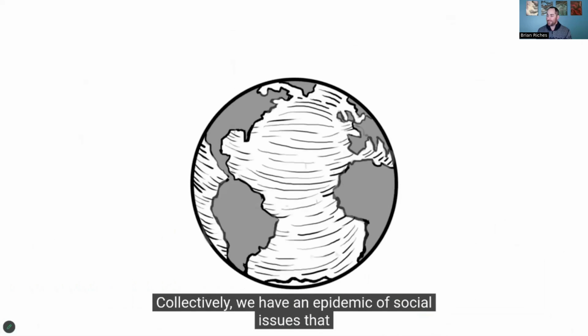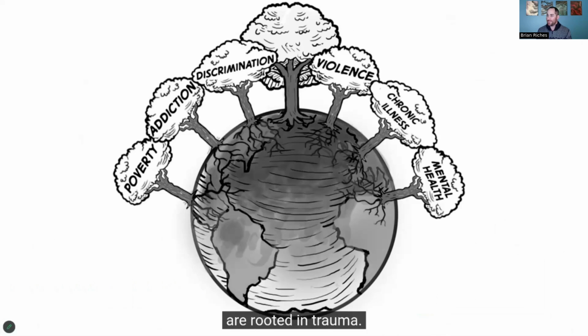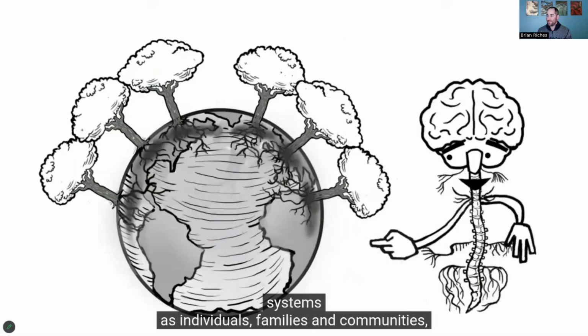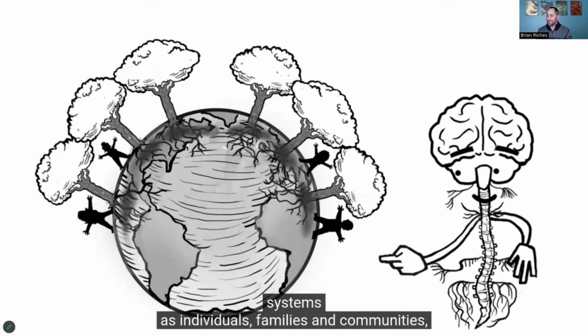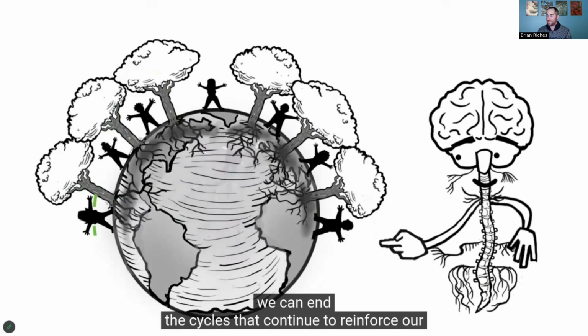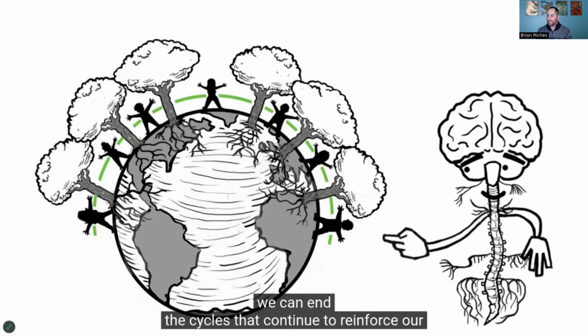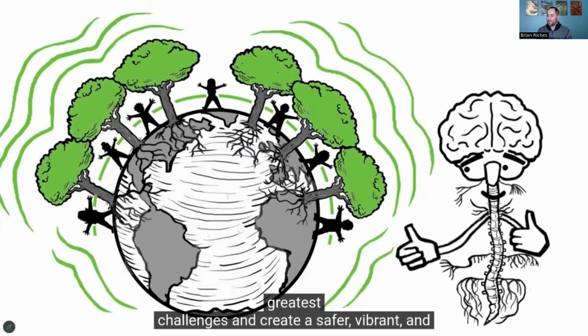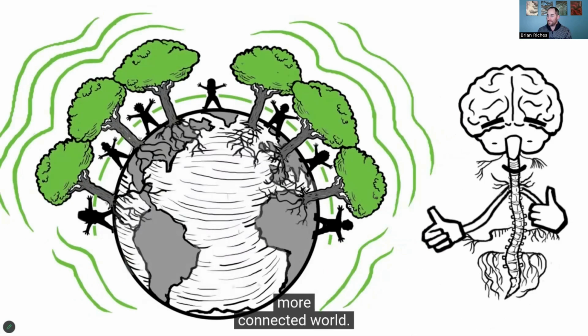Collectively, we have an epidemic of social issues that are rooted in trauma. If we can do the work to heal past traumas and build healthy, regulated nervous systems as individuals, families, and communities, we can end the cycles that continue to reinforce our greatest challenges and create a safer, vibrant, and more connected world.